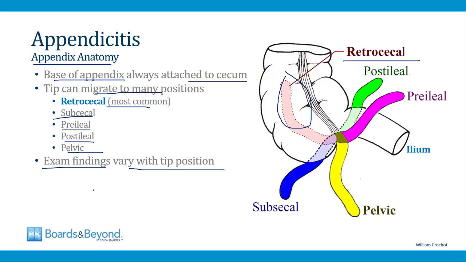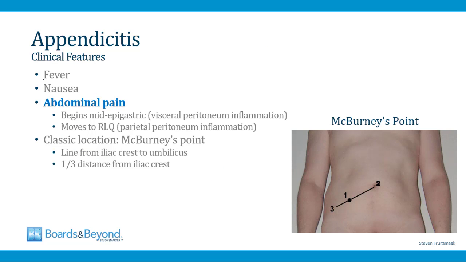The clinical features of appendicitis can include fever and nausea, but then the dominant clinical feature is usually abdominal pain. The abdominal pain of appendicitis begins in the mid-epigastric region in the center of the abdomen where I'm circling with my pen. And this happens because when the appendix becomes inflamed, the first peritoneal layer to become irritated is the visceral peritoneum, and this provides pain sensation that is sensed in the mid-epigastric region.